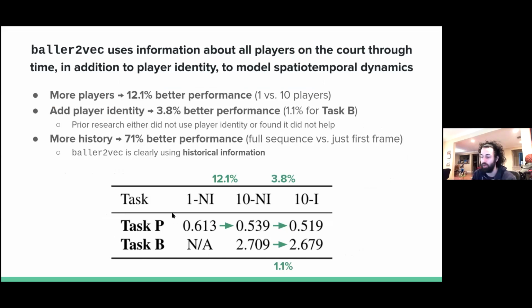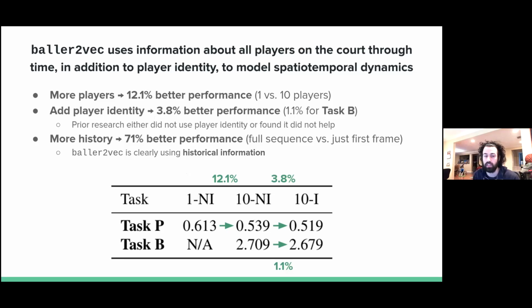If we probe baller2vec a little bit, we can see that it uses information about all players on the court through time, in addition to player identity, to model spatiotemporal dynamics. We trained two different models, one with a single player as input and one with 10 players as input. And what we found is that the model trained with 10 players as input had 12.1% better performance. And so using more players gives the model more information and it works better. In addition, if we add player identity, we get another 3.8% boost in performance.